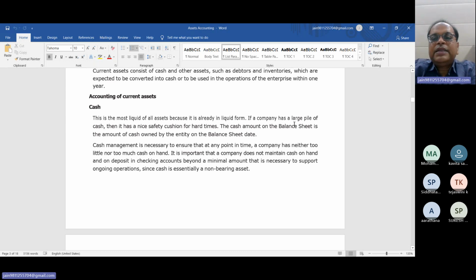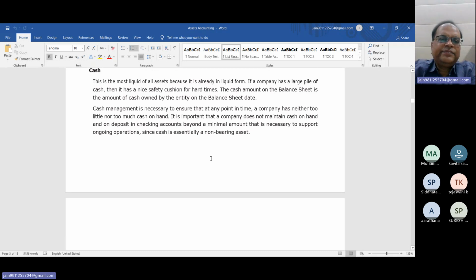If a company has a large pile of cash, then it is not going through a hard time. The cash amount on the balance sheet is the amount of cash owned by the entity. Cash management is necessary to ensure that at any point of time, a company has neither too little nor too much cash on hand. That's why one of the ratios, the current ratio, is given in the chapter of ratios.